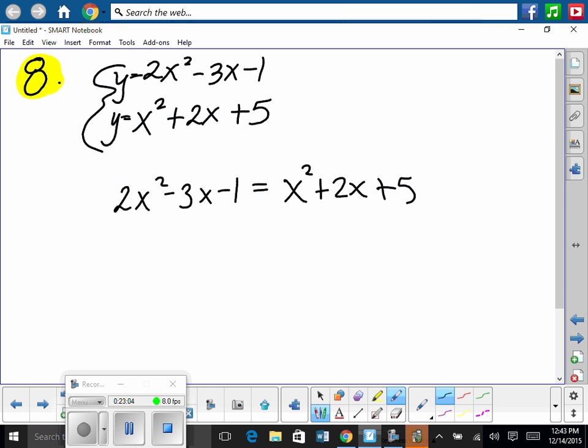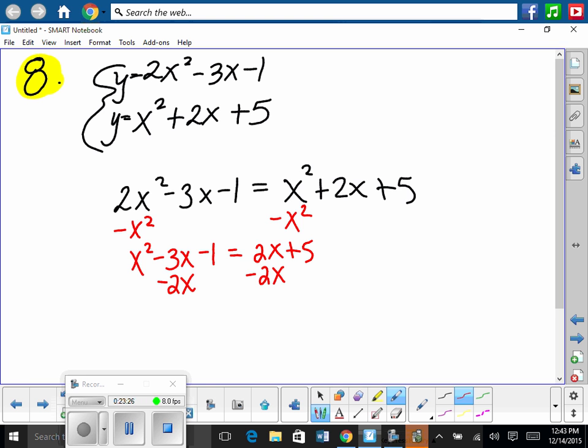So you could graph it in your graphing calculator, see where they're equal, then check both your answers. I'm just going to do this algebraically, I think. So I'm going to subtract x squared. So I have x squared minus 3x minus 1 is equal to 2x plus 5. I'm going to subtract 2x. So then from here I have x squared minus 5x minus 1 is equal to 5. I'm going to subtract 5. So x squared minus 5x minus 6 is equal to 0.